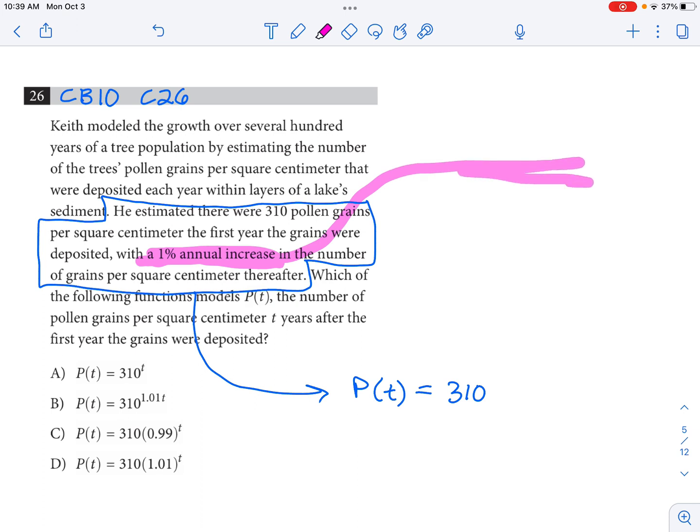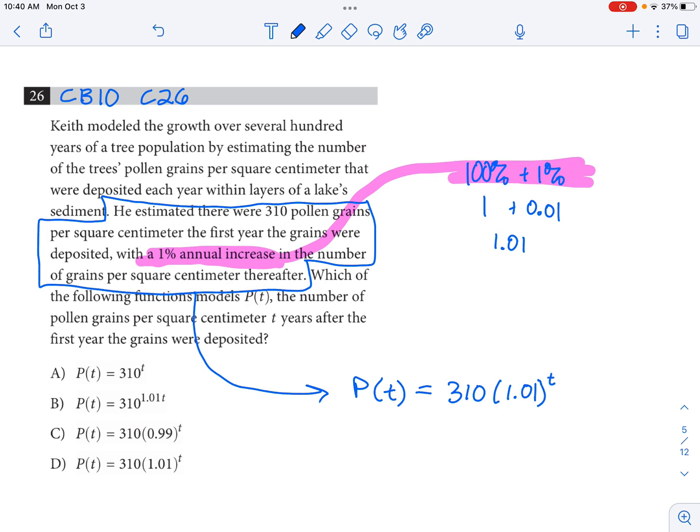And this 1% annual increase, the idea is that each year that goes by, we have 100% of the pollen from the previous year plus 1% more than that. As decimals, 100% is the number 1, and 1% is the number 0.01, so 1.01. Whenever we have a percent change problem, instead of a constant rate of change that would be a linear model, y equals mx plus b, a percent change problem, in this case a percent increase problem, is exponential. We're going to take 1.01 raised to the t power.